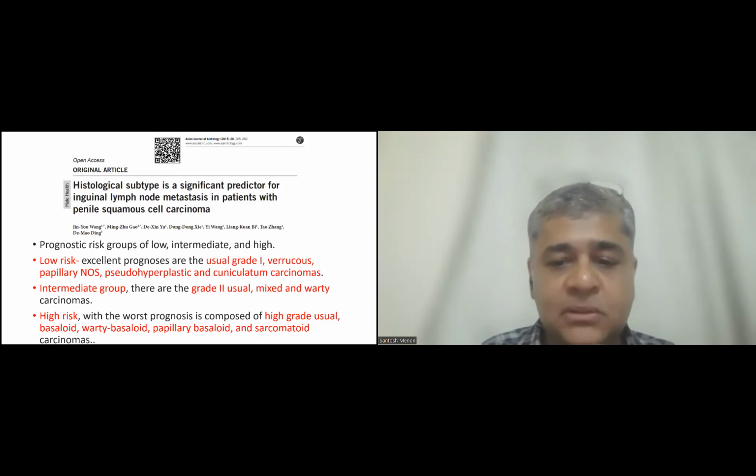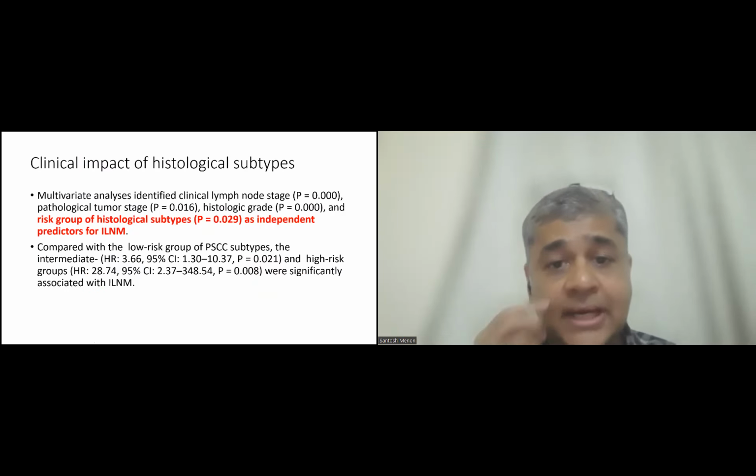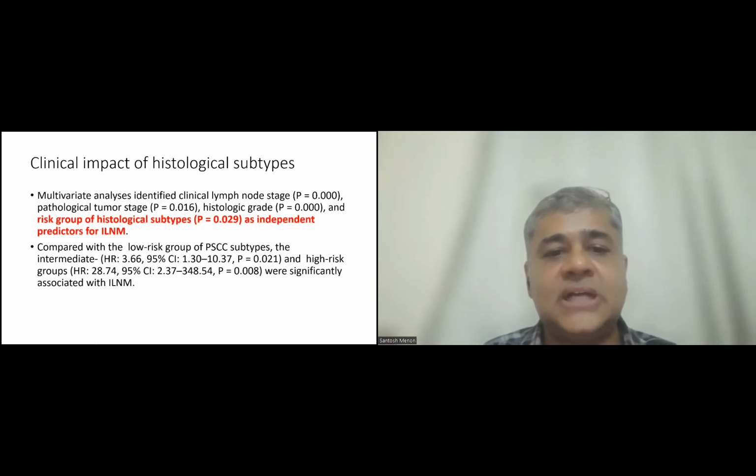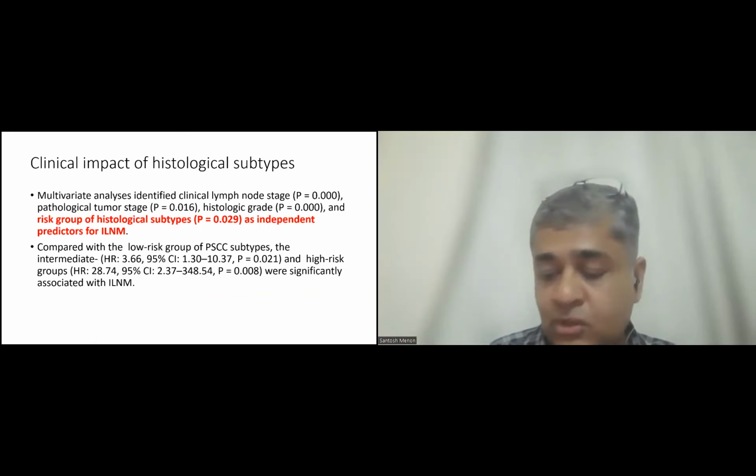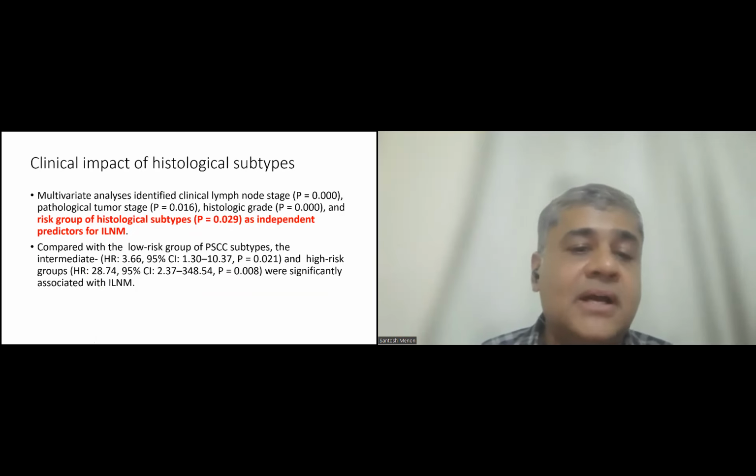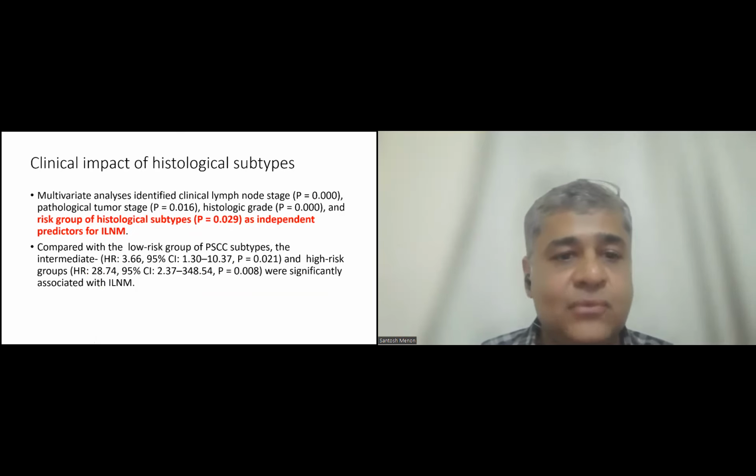The intermediate group includes the mixed and warty, and the high risk includes all the rest, which is the high risk usual, basaloid, and warty basaloid. And they have studied that this low risk versus the intermediate risk versus the high risk group of tumors have different chances and have independent prediction of lymph node metastasis.